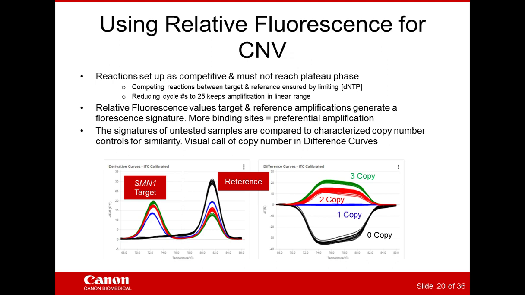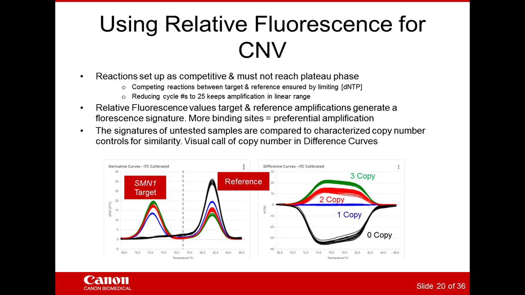That being said, I think the next logical question was, how does it work? There are a few things to call out here. The first is we're looking at relative fluorescence, and we've set reactions up to be competitive. We set them up to be competitive in 2 ways. We limit the dNTPs available in the assay mix, and we also limit the cycle number. We reduce the cycle number down to 25 in order to keep reactions out of the plateau phase. If we were to allow reactions to get into the plateau phase, we would lose all of the relative fluorescence differences between samples of varying copy number.